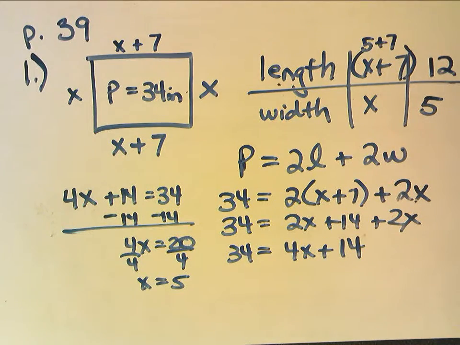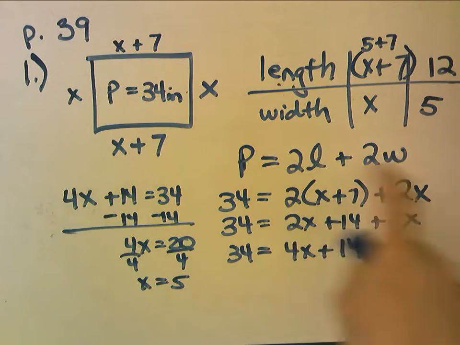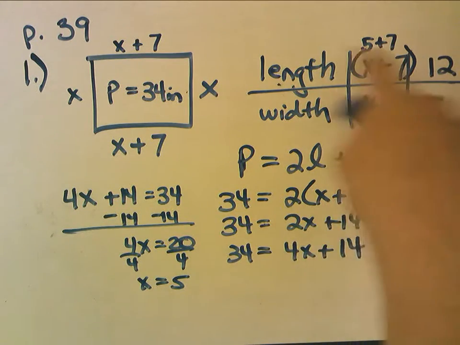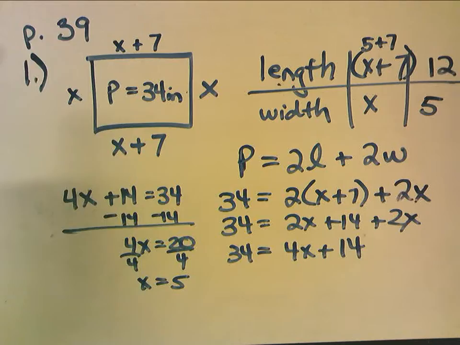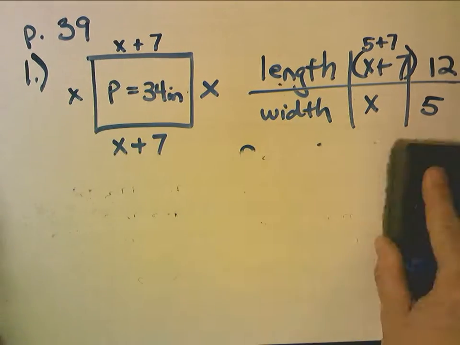Okay? So, 2 different ways. Use the formula, plug in what you know, define your unknowns, or use the picture and just add all 4 sides. Okay? So that is number 1.